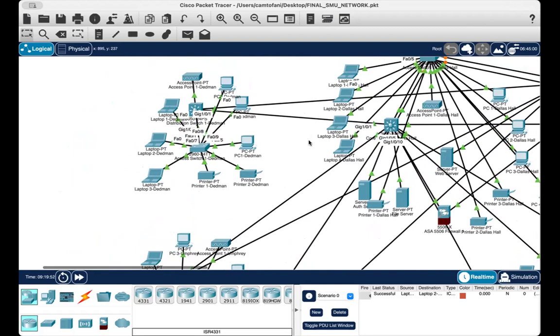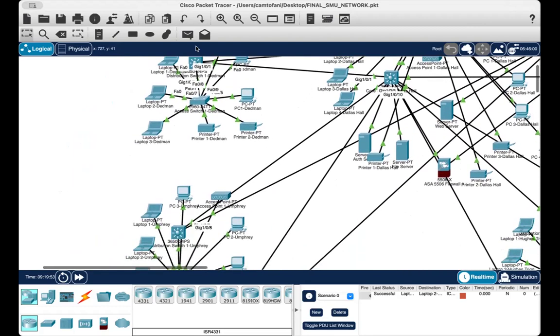And at this point, once that was all configured correctly, we were able to ping from a laptop in one building to a laptop in another building since they're on the same VLAN. And we were also able to ping, say, a PC from one building to a PC from another building.